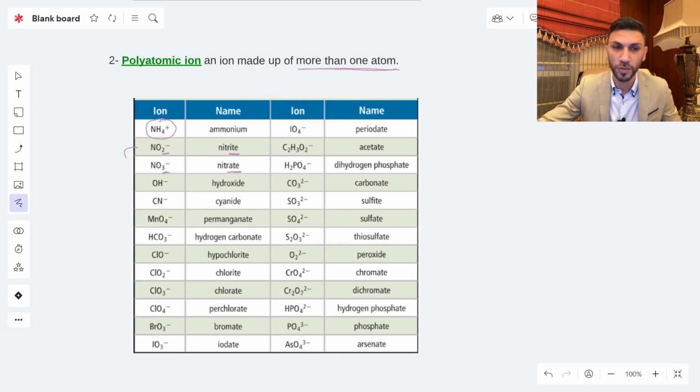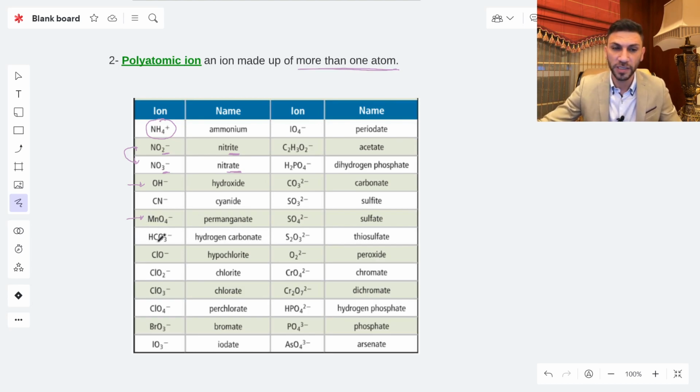So these two are like a couple, nitrite and nitrate. NO2 negative 1 is the nitrite, NO3 negative 1 is the nitrate. Hydroxide is a very important polyatomic ion. It consists of oxygen and hydrogen with a negative charge. Permanganate, MnO4 negative 1. Also, it's very important.